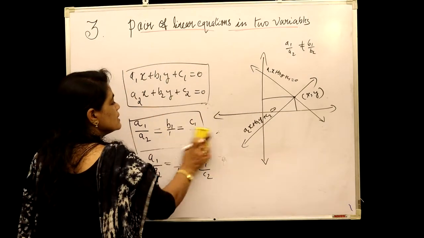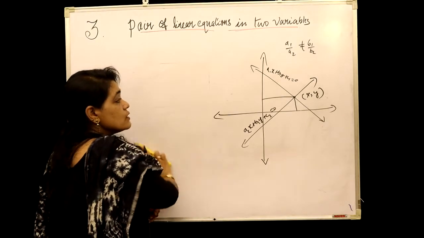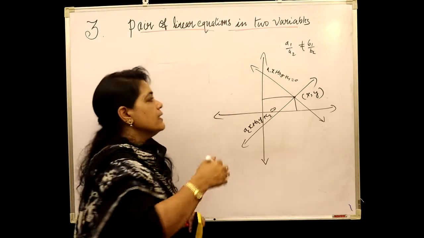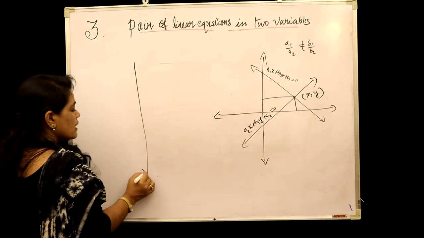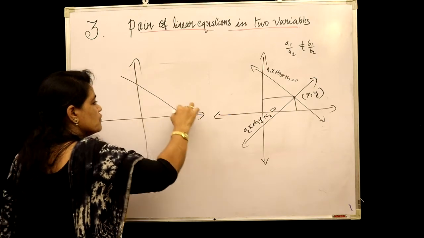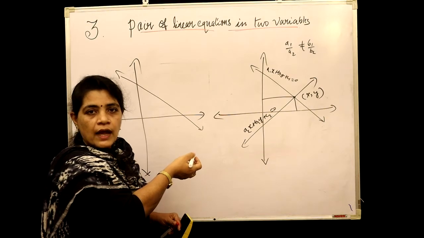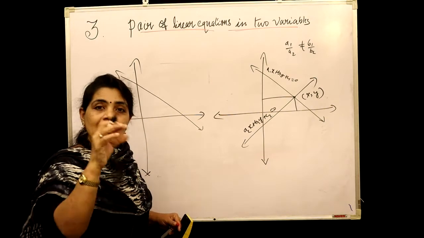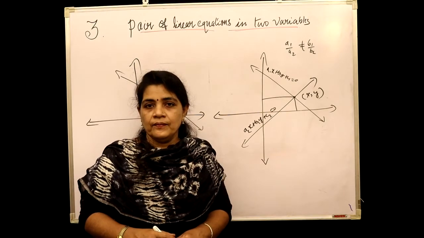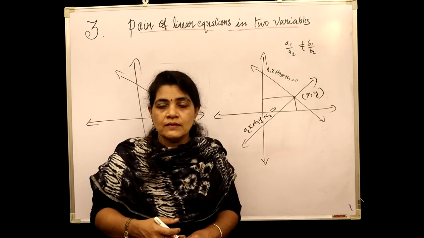And in the second one, that is for a1 by a2 equal to b1 by b2, and that is also equal to c1 by c2. All these three ratios are the same. And that graph, okay, graph of that pair is always, if after drawing the first line, that is a1x plus b1y plus c1 equal to 0, and the second line, that second line is also will coincide the first line. Understood? Because it has infinitely many solutions.